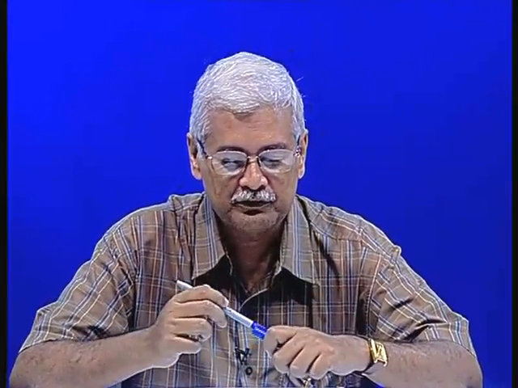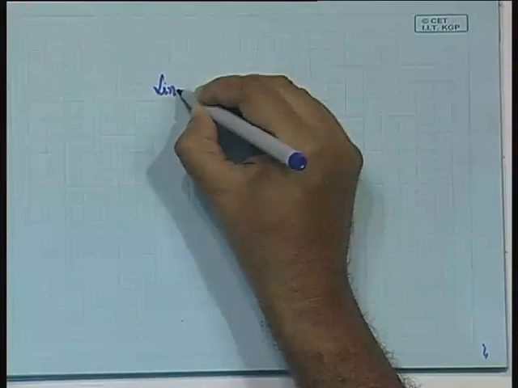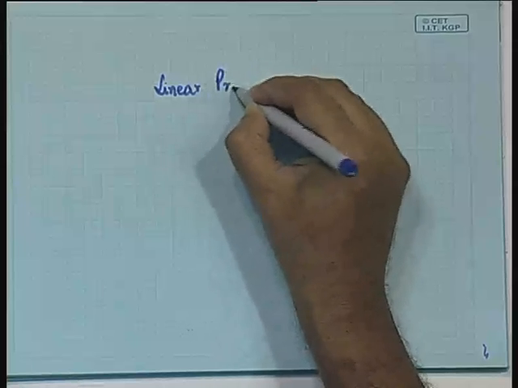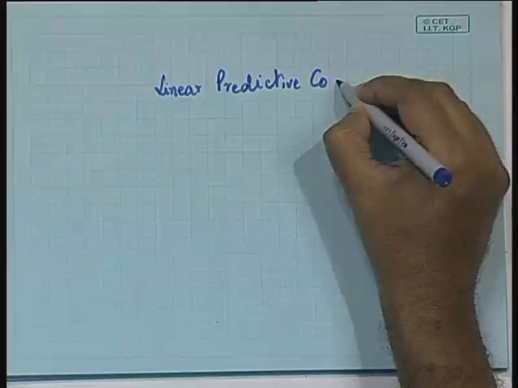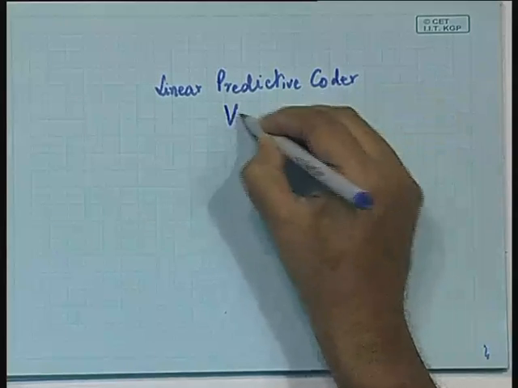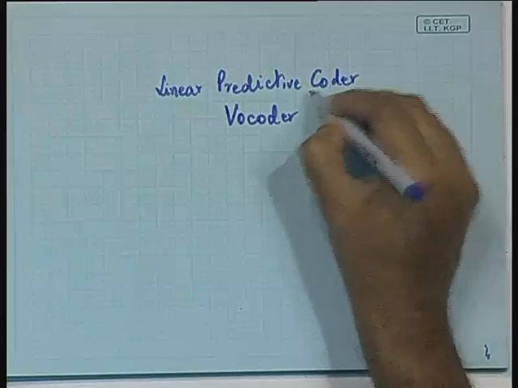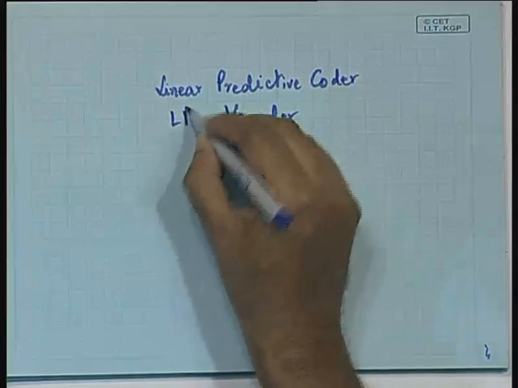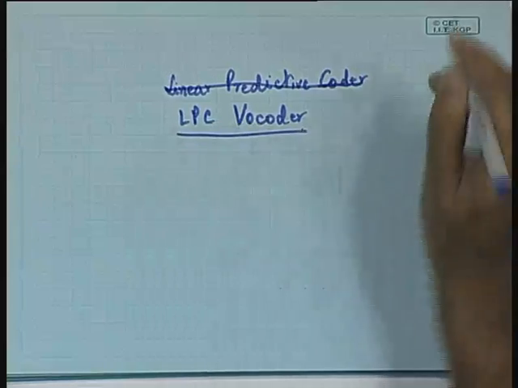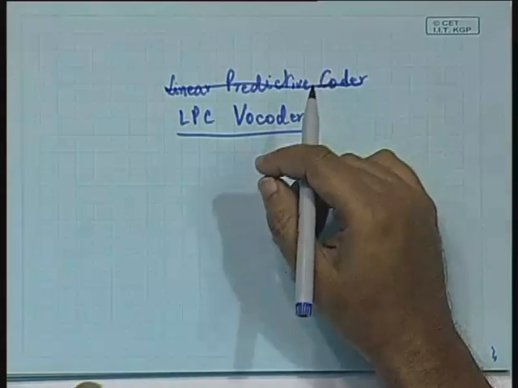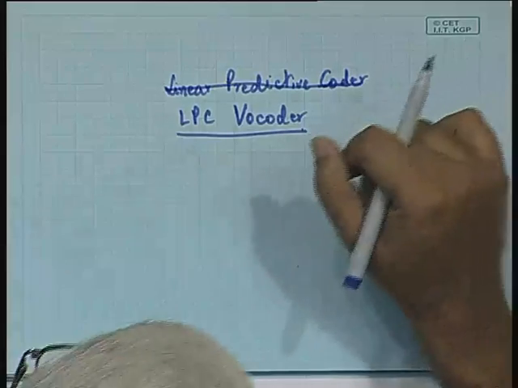So, today we are going to have our last lecture on the LPC, the linear predictive coding, and in particular we will be discussing the linear predictive coder vocoder, of course. The word coder is coming twice, so it is popularly known as the LPC Vocoder. Rather than saying it that way, we will refer to it as the LPC Vocoder. That is going to be our topic of today.